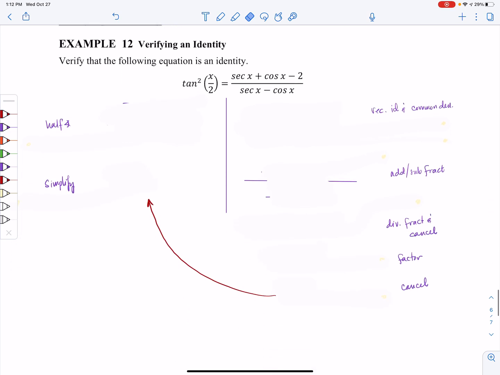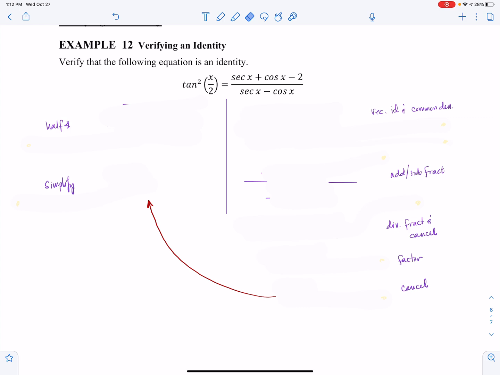All right, the last one is to verify an identity, and we're using half angles to do this. So on this one, I'm going to work on the left first, and I'll work until I get stuck, and then I'll move over to the right-hand side.